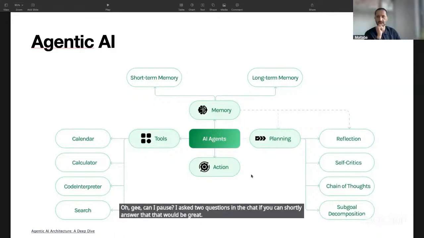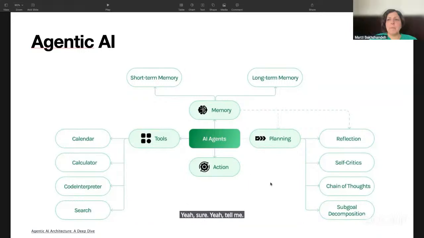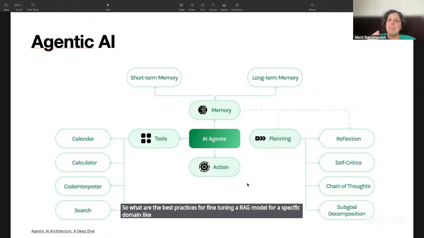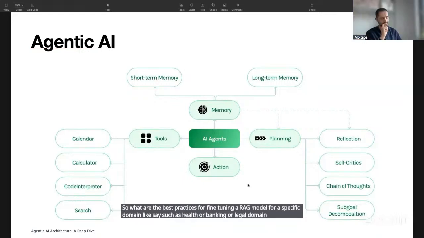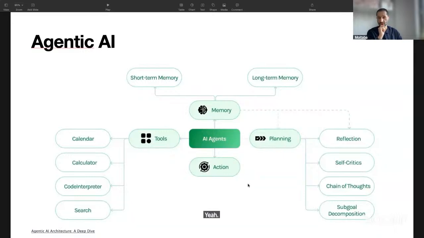Yeah, tell me. What are the best practices for fine-tuning a RAG model for a specific domain, such as health, banking, or legal? Yeah, this is a good question and sometimes a tough question.